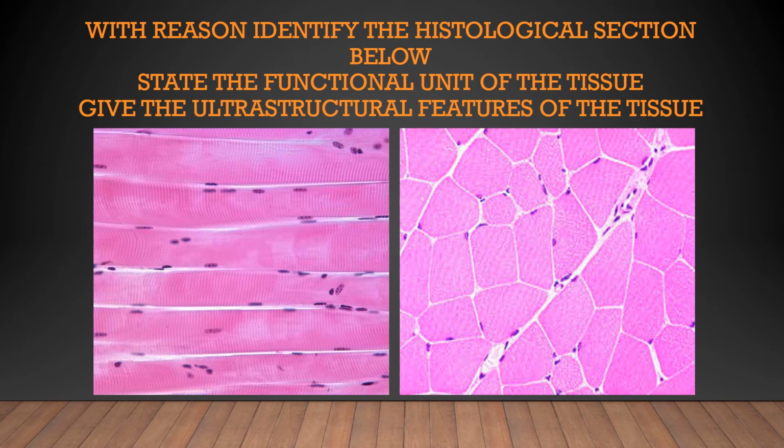Both these slides are of skeletal muscle. The one on the right shows a longitudinal section, and the one on the left shows a cross section. So skeletal muscles contain cross striations. They're multinucleated and they have elongated peripheral nuclei. In terms of the functional unit, skeletal muscle's functional unit is the sarcomere, and the ultrastructural features are features in the myofilament. So you have an M line, a Z line, an A band, an H band, an I band, and T tubules.